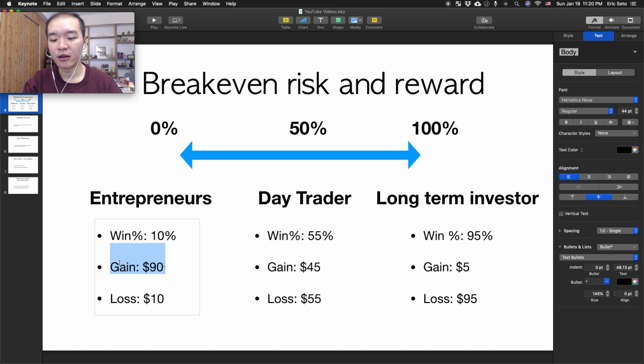So imagine you're investing in Facebook back when it first started, at IPO, and it dropped to $19 and now is over 200. So that is like a 10 times gain.